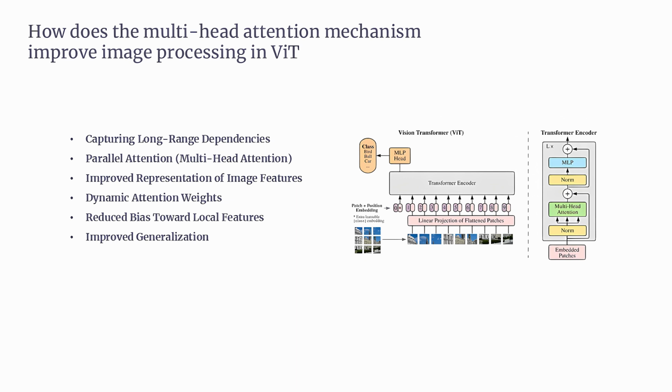The sixth, improved generalization. Thanks to multi-head attention, ViT processes the image in a more holistic way. Instead of just focusing on local features, it learns to consider the global structure of the image, which helps it generalize better across different tasks and images.